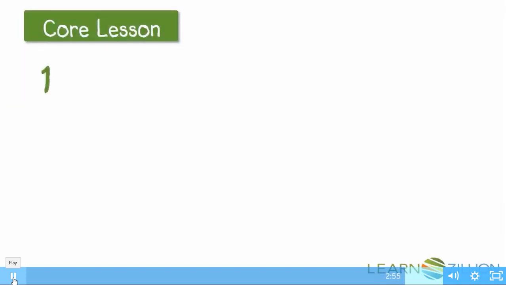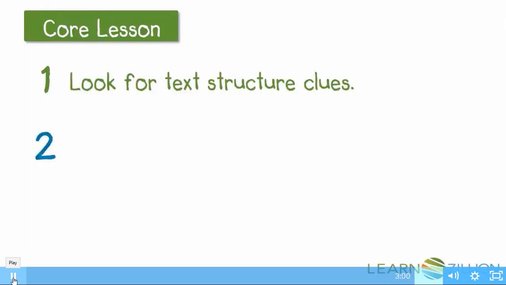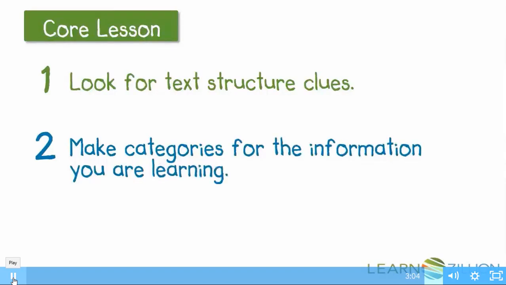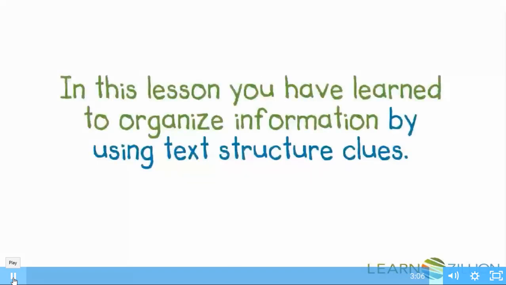Here's the steps I followed. 1. Look for text structure clues. 2. Make categories for the information you are learning. In this lesson, you have learned to organize information by using text structure clues.